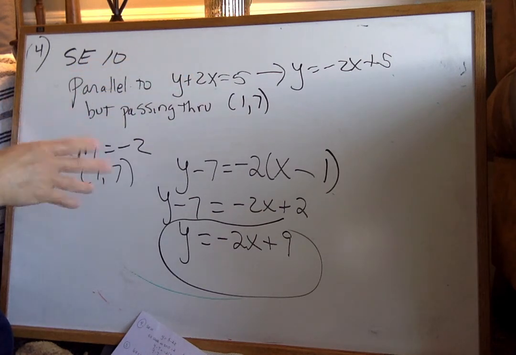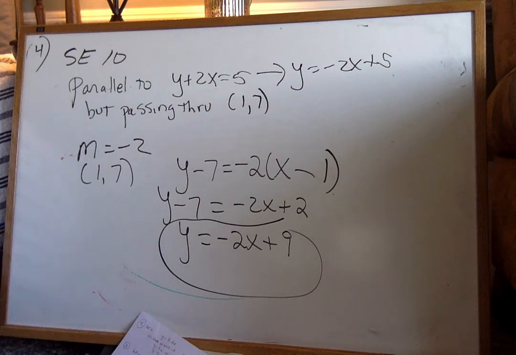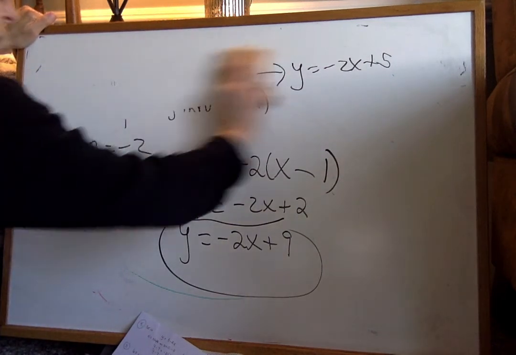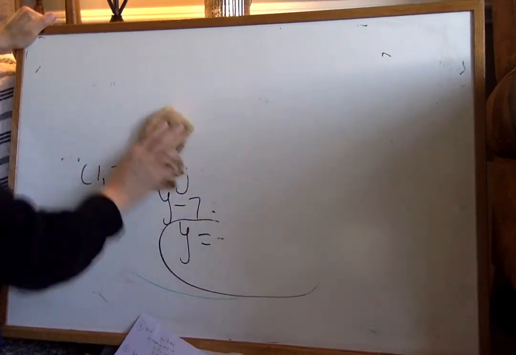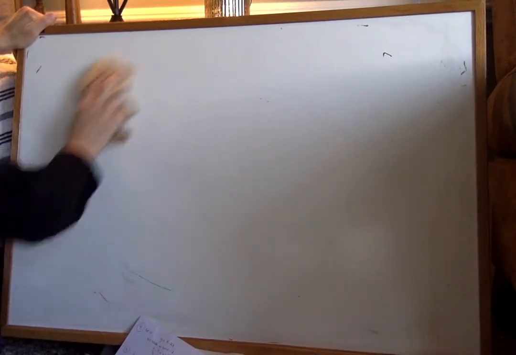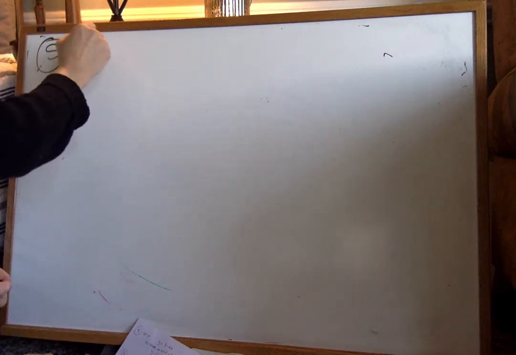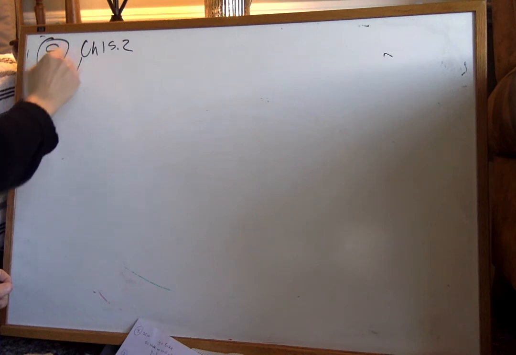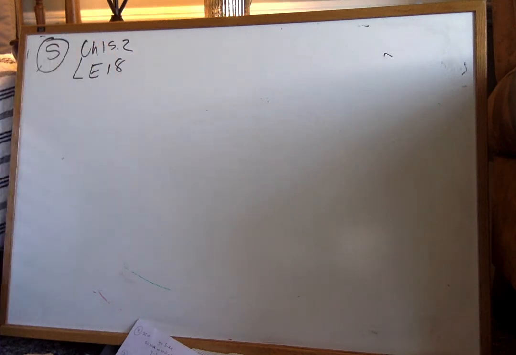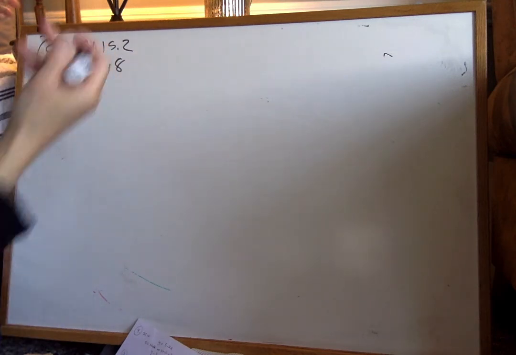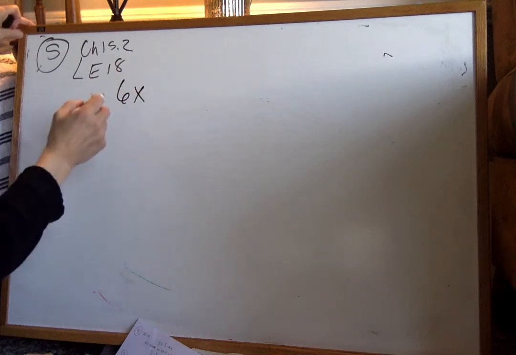So this one was kind of a combination of a couple of problems. All right, one more problem. I guess I called it number 5. This is from chapter 15.2, learning exercise 18. Oh, this is just solving a system of equations. I love this stuff.